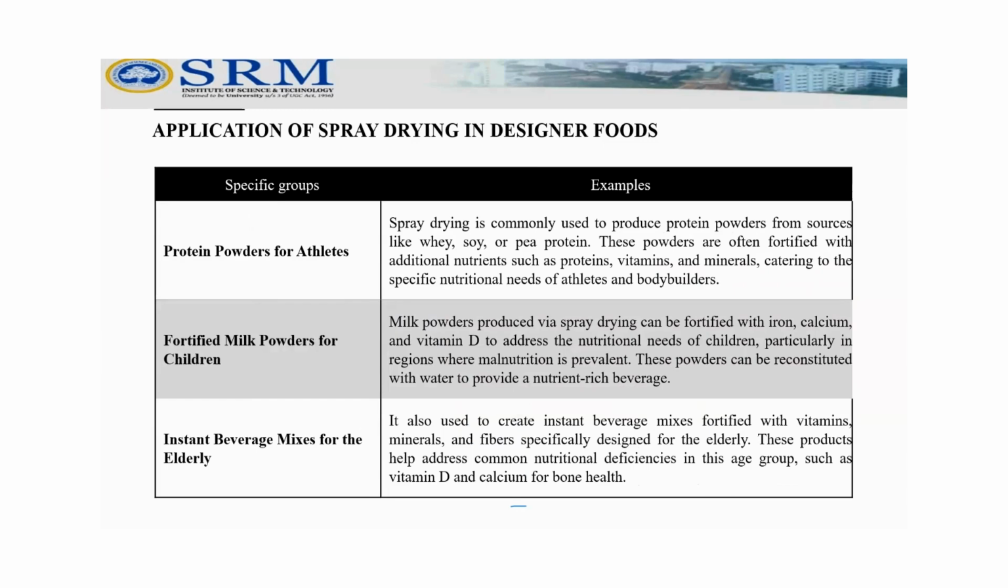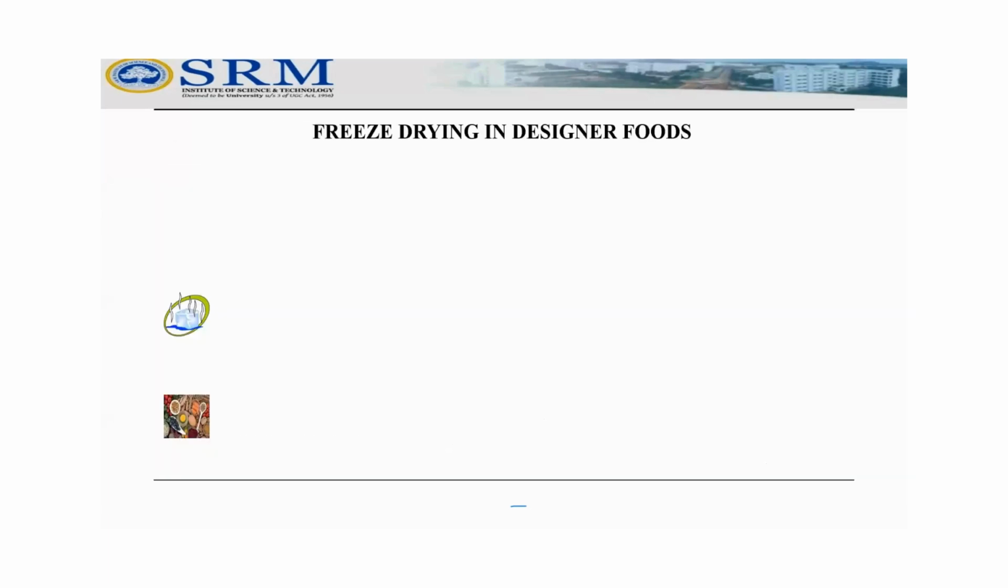With respect to protein powders for athletes, fortified milk powders for children, and instant beverage mix for elderly people. As I told, if you are looking for any designer food as a powder, we can very well go for spray drying technology or freeze drying technology or any other drying technology. The next technology is freeze drying.